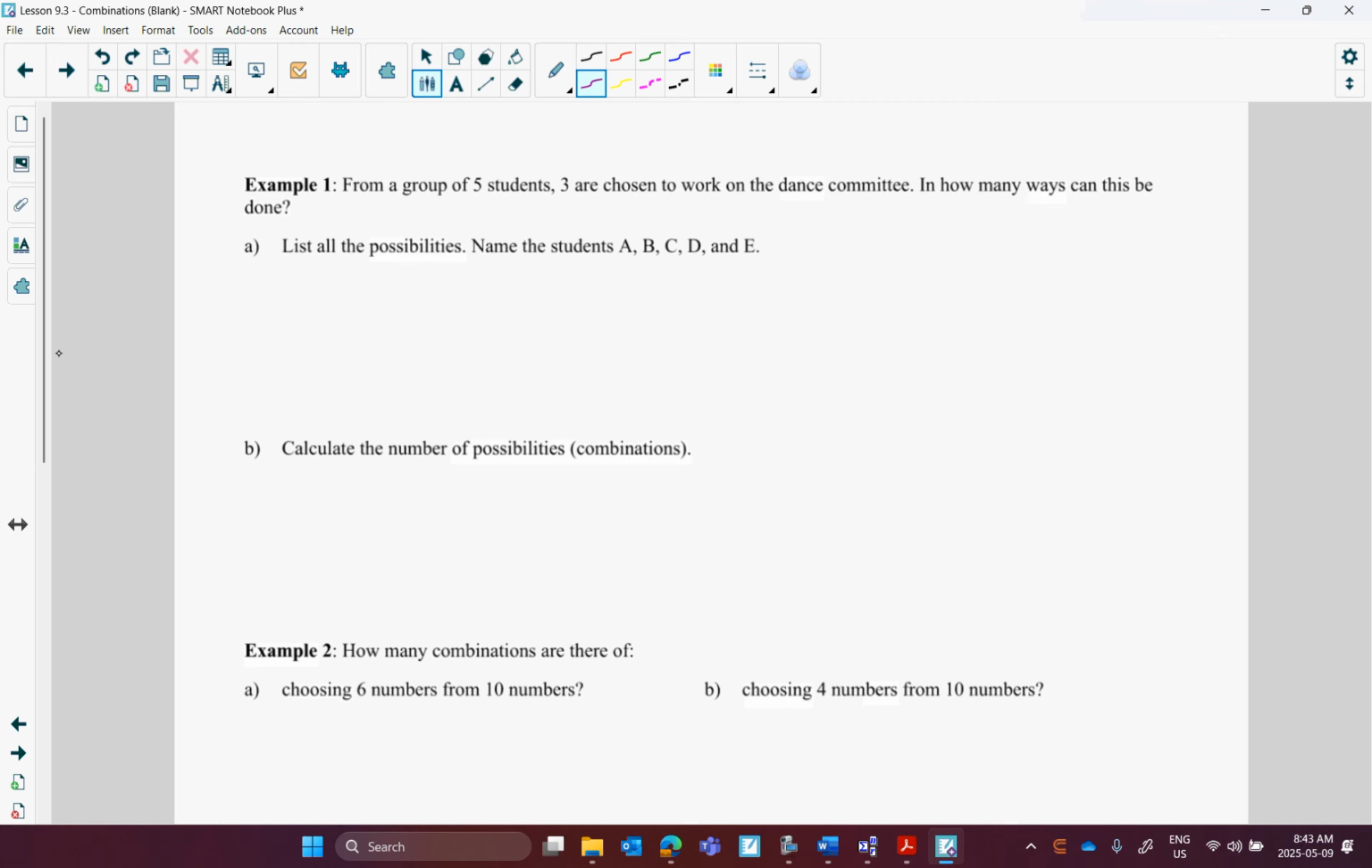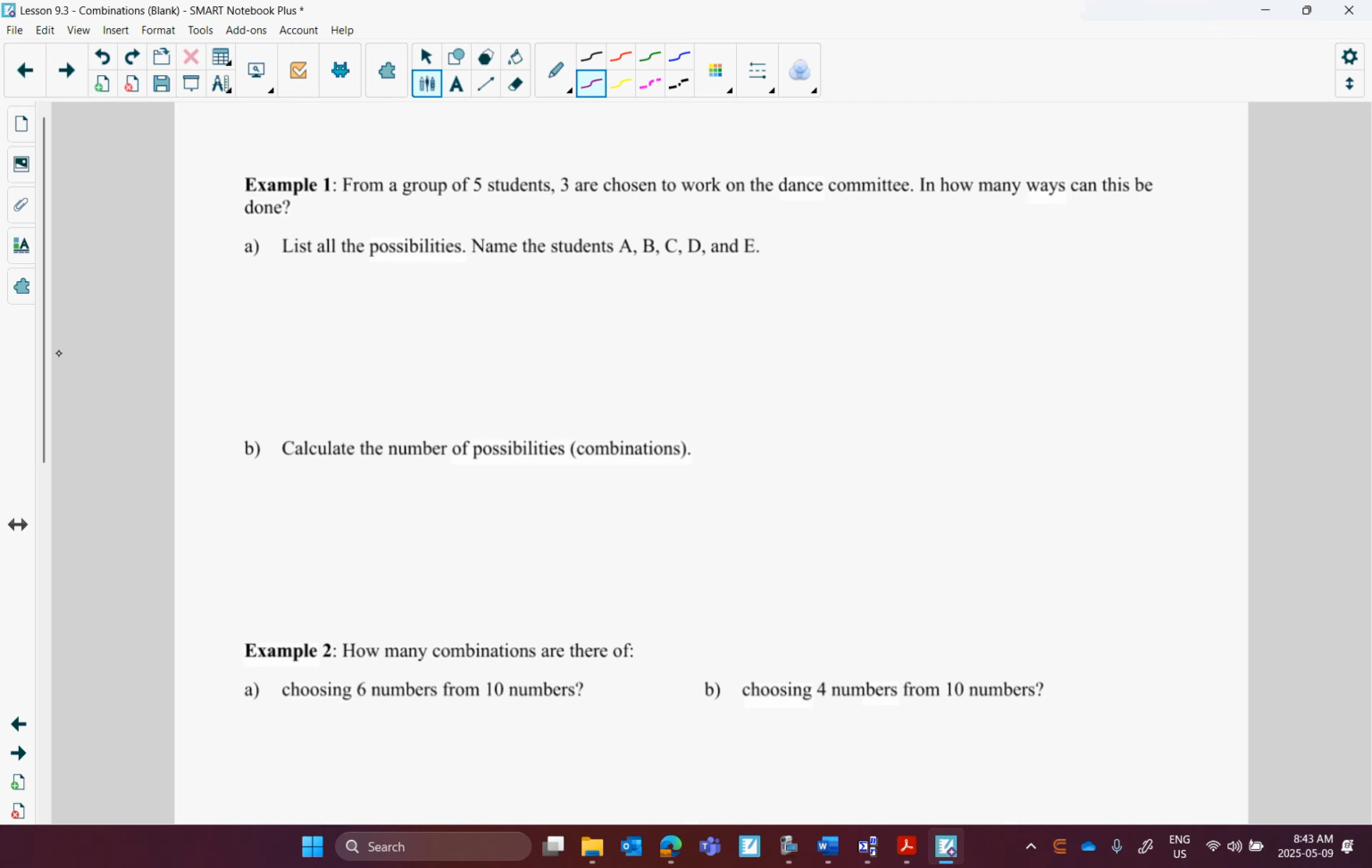The order matters there. But here it doesn't matter. Maybe A, B, and C are chosen in that order, or maybe C, B, and A are chosen. That's the same 3. Okay.